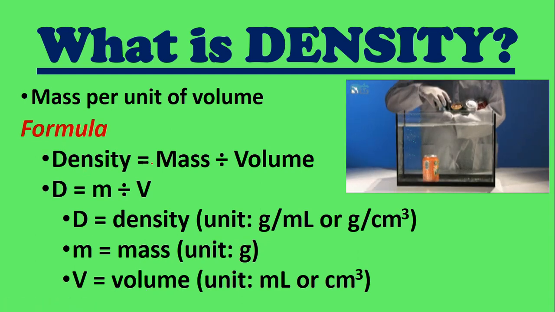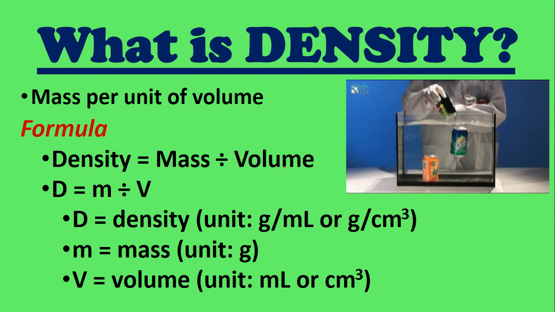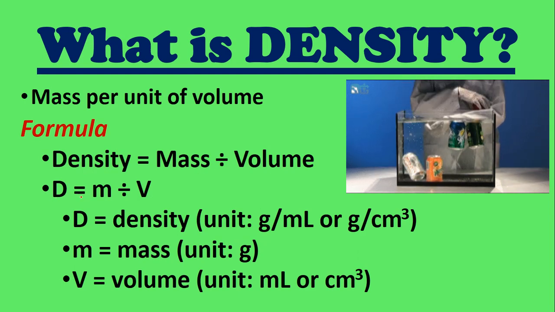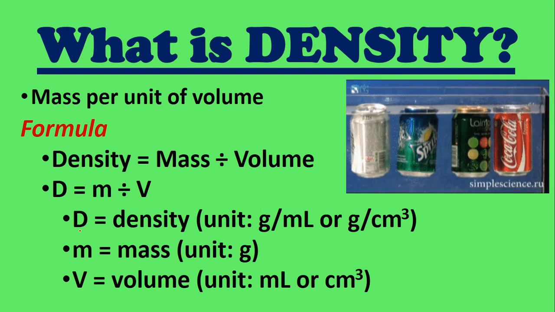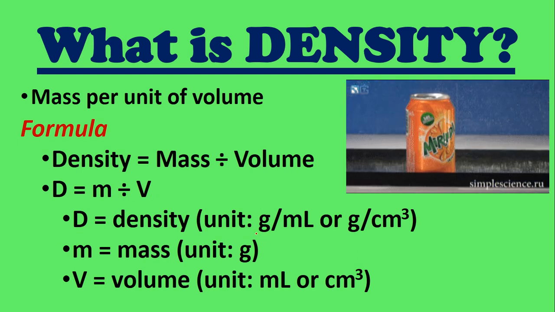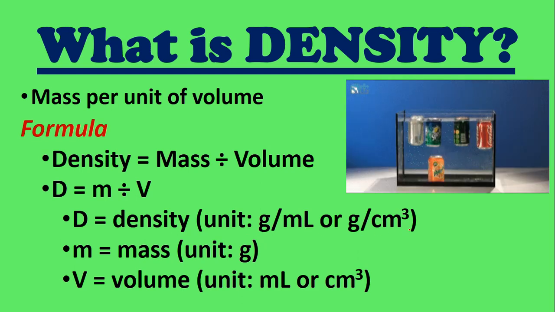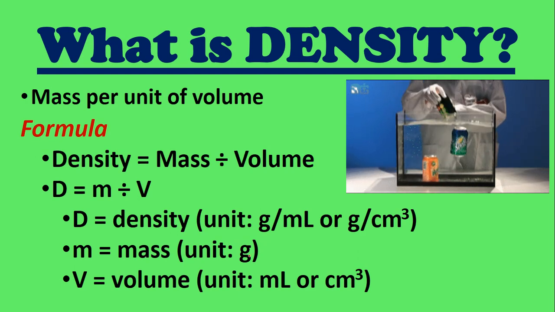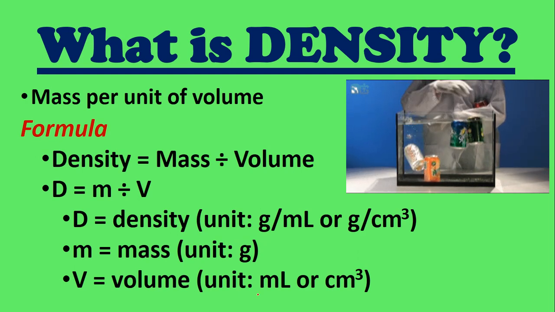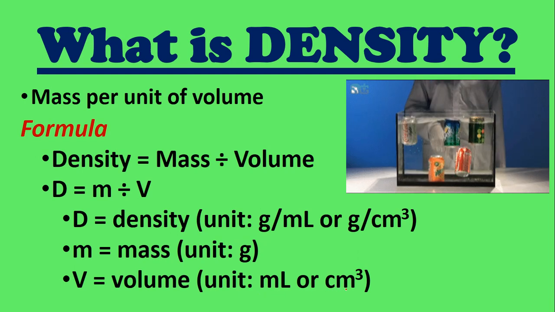The formula is density equals mass divided by volume, or big D equals little m divided by V, where the big D represents density and its unit is either grams per milliliter or grams per centimeters cubed. The lowercase m represents mass and its unit will be grams, and V is volume and its unit is milliliters or centimeters cubed.